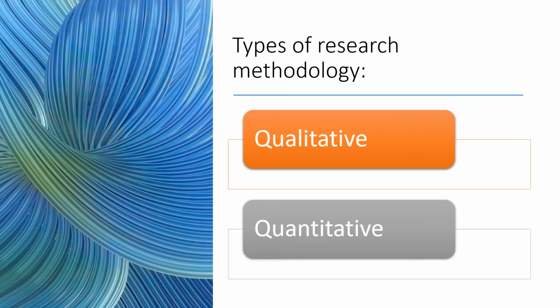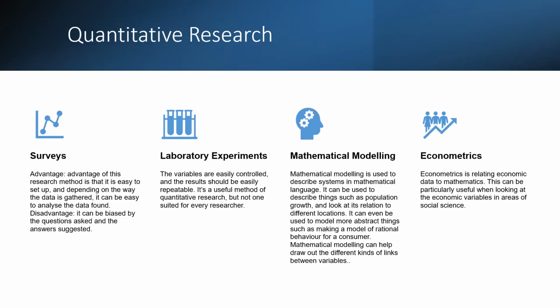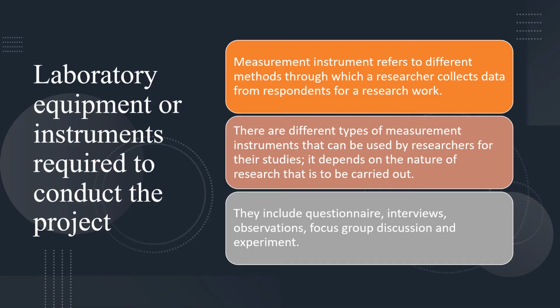Okay, so research methodology consists of two types, which are qualitative and quantitative. For the qualitative research, you may use observation, questionnaires, other written materials, sampling, and interviews. All of these have their advantages and disadvantages, and you may use these techniques depending on the purpose of your research. For the quantitative research, you may use survey, laboratory experiments, mathematical modeling, and econometrics.